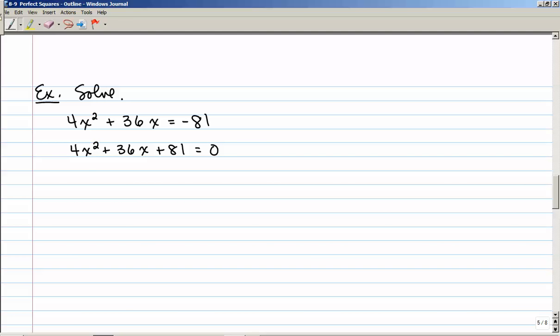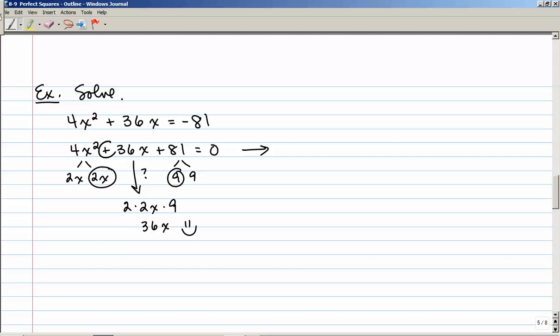Now, looks to me like this is a perfect square trinomial, but let's check. 4x squared is 2x and 2x. 81 is 9 and 9. Is my middle term 2, because there's always a 2 in the formula, times 2x times 9? 2 times 2 is 4 times 9 is 36 with the x, and indeed it is. So this is a perfect square trinomial. So this will factor into, oh, and I've got a plus right here, I want to circle that, 2x plus 9 squared.